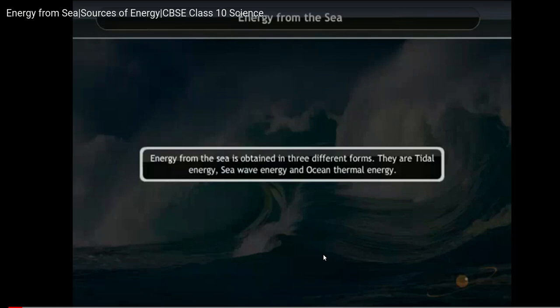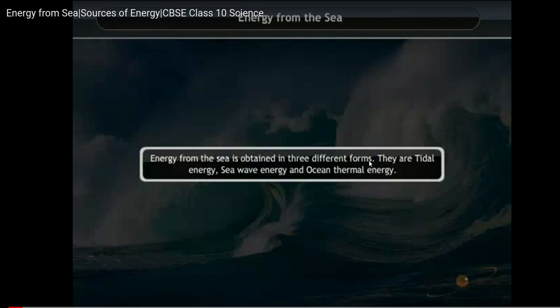Now let's look at energy from the sea. There are three forms in which the energy from the sea can be obtained. The first one is tidal energy, then sea wave energy, and ocean thermal energy. We will look at them one by one.